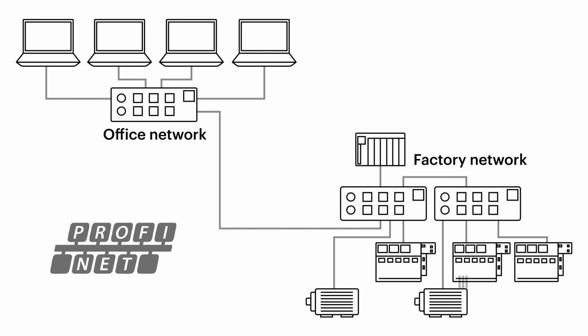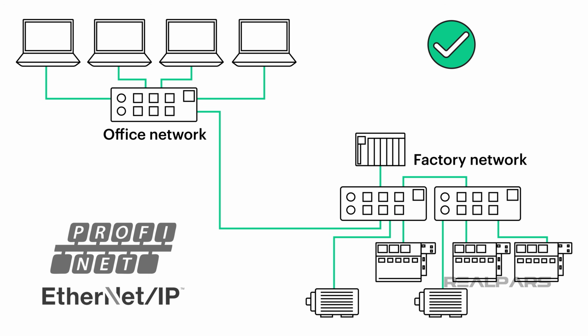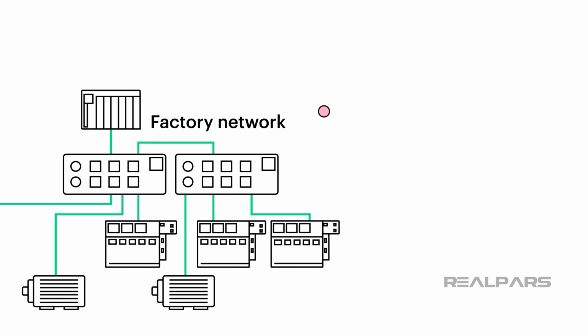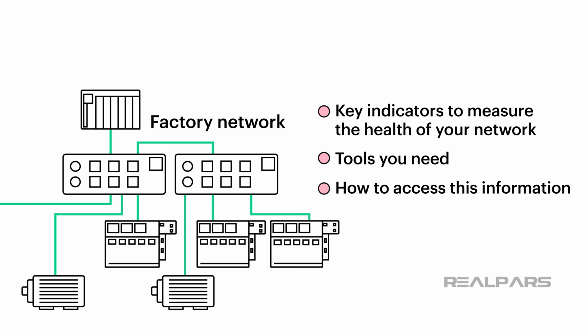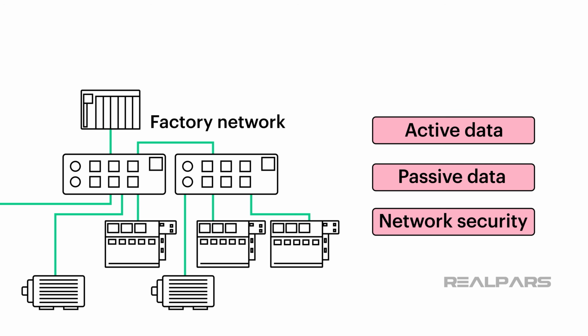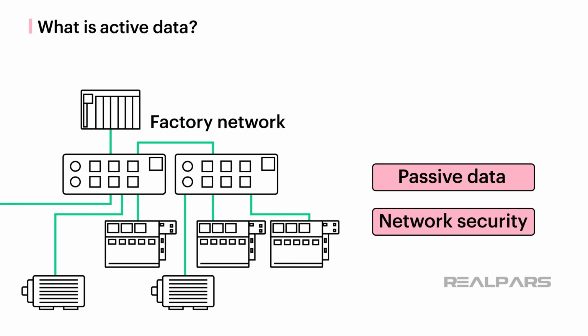This video helps you understand the key indicators for a healthy PROFINET and EtherNet IP network in an easy-to-follow format. We'll discuss the key indicators to measure the health of your network, the tools you need, and how to access this information. First up, let me explain to you what active data means.